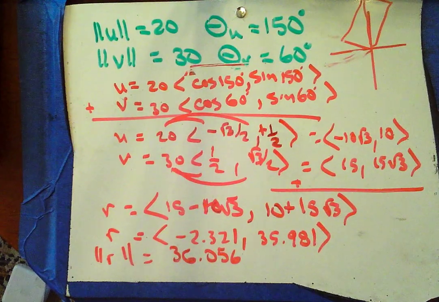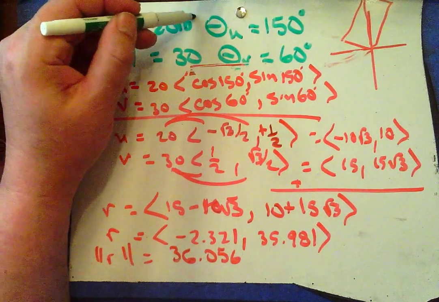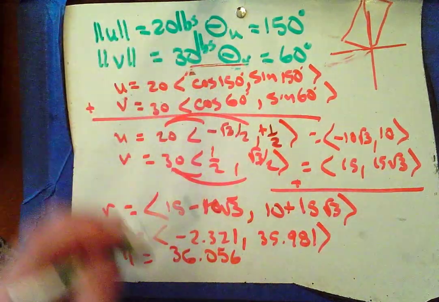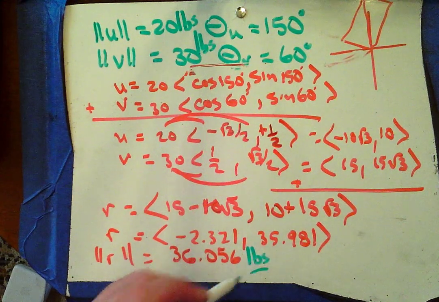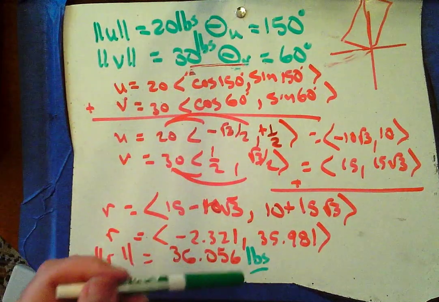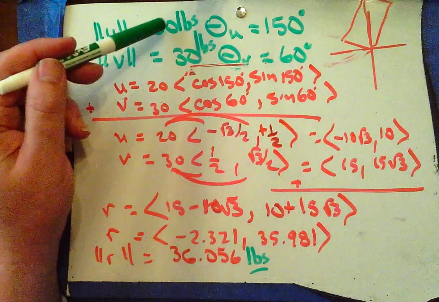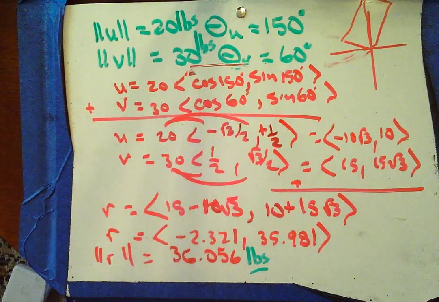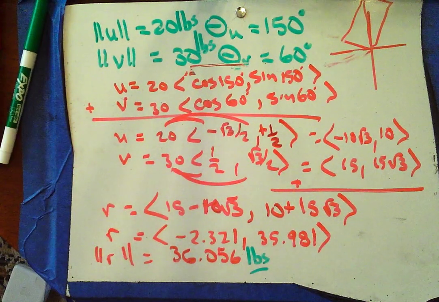One other thing: if these magnitudes are pounds of force, then this is pounds of force. If this is miles per hour, then this is miles per hour. If these are miles, then these are miles. Our magnitudes can represent all kinds of different quantities.